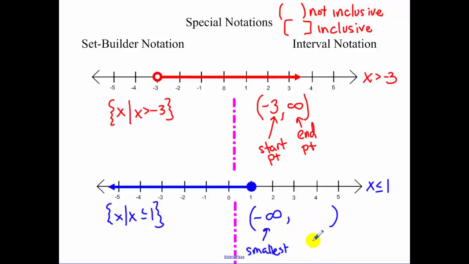What's the largest value? Our largest value is 1, and we stop at 1. So I actually have an incorrect notation back here. It's not a parenthesis. It's inclusive. I'm including 1, so it's a little bracket that looks like that. So this notation here tells me that our answers are from negative infinity to 1.